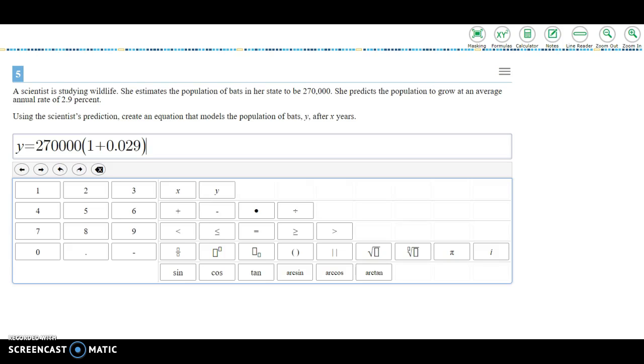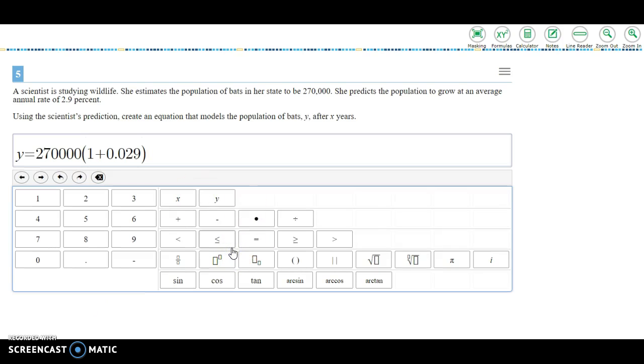This right now would not be an exponential equation, so we need to make sure we have X as our exponent. So you would go to this feature down here. Now we can put an X to represent years.